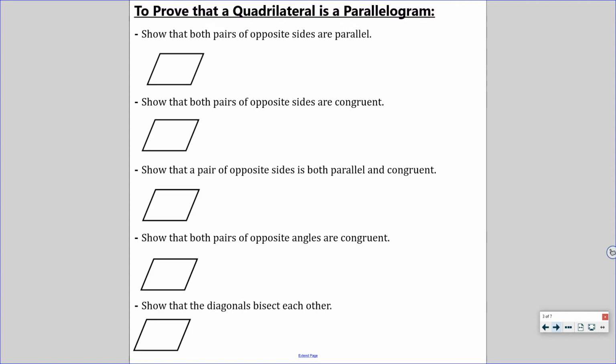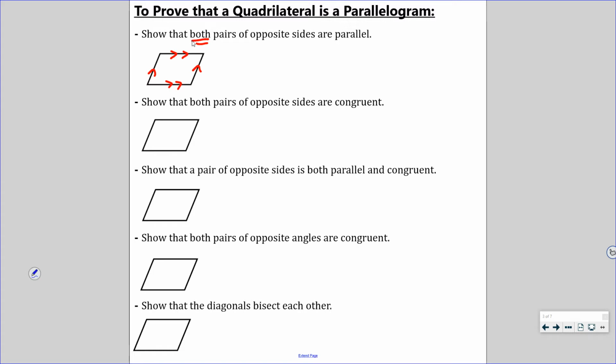First, we could show that both pairs of opposite sides are parallel. So this side is parallel to this side, and this side is parallel to that side. If we can show that, then we can conclude it's a parallelogram. That's what a parallelogram is.